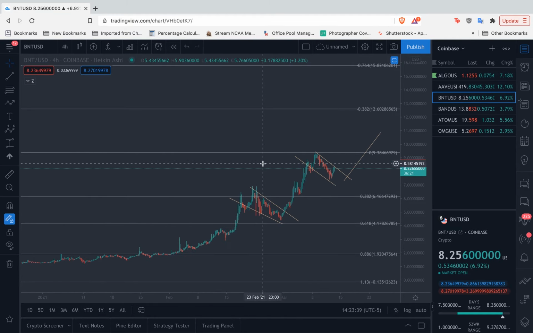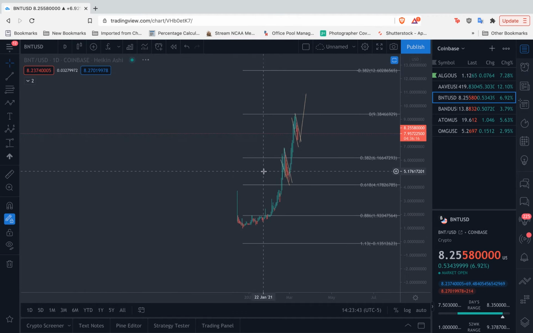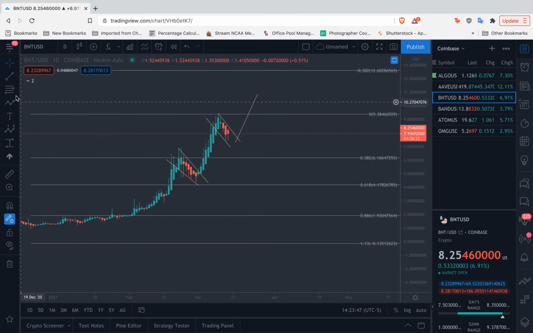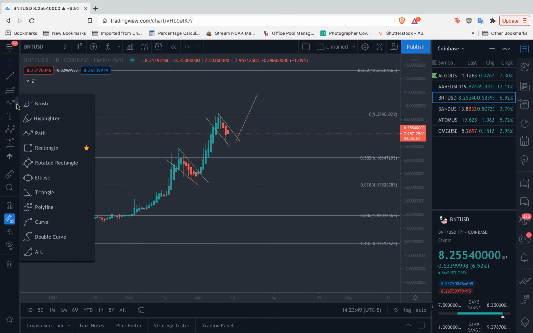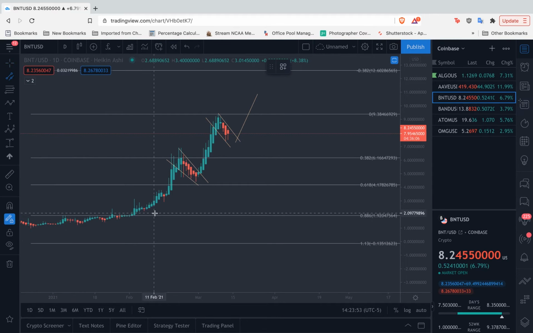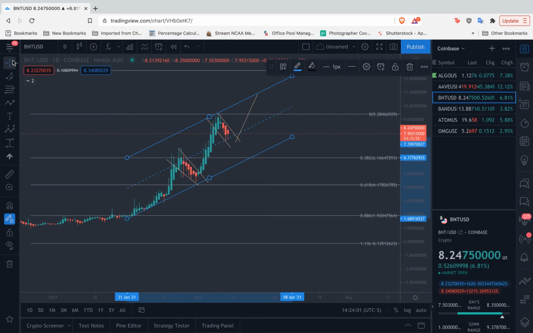You still see, I'm going to go back to the 1 day. You still see this really bullish channel, upwards channel. And this was my favorite tools to use, parallel channel here. Oh, I got to readjust this. That was bad. Okay, let me readjust this.